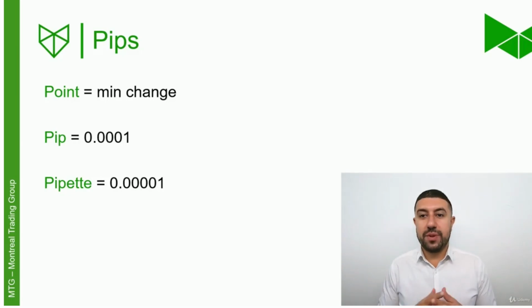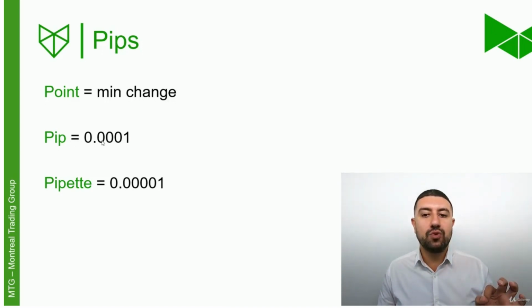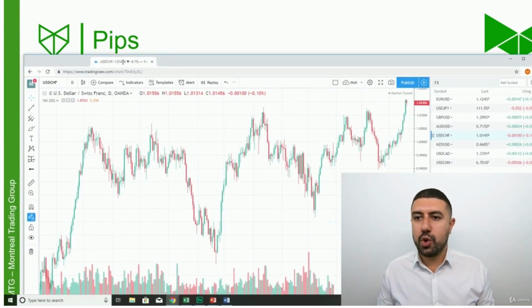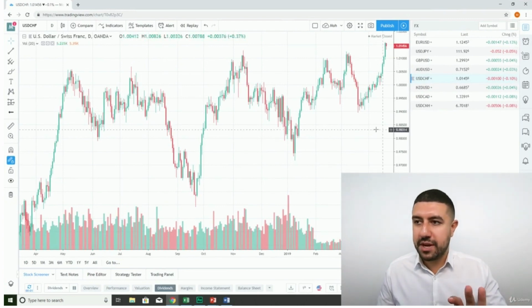The next word you want to get familiar with is pips. So you have point, pip, and pipette. We'll start with pip. A pip is a change in a currency by 0.0001. Okay? So it's the fourth decimal place here. When you're looking at currencies, I'm going to pull up a chart here. We're going to go over charting later, so I'm not going to explain any of it here.